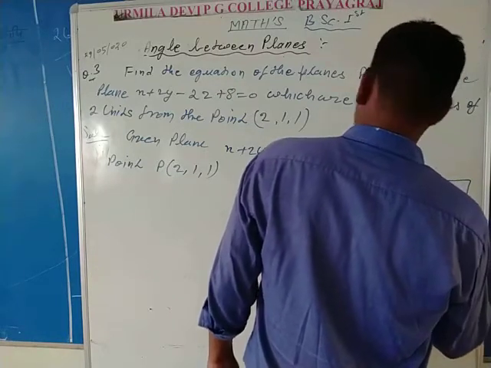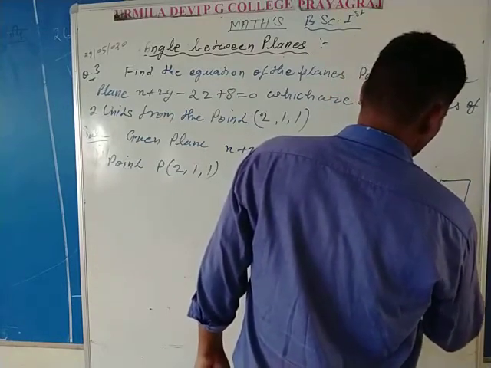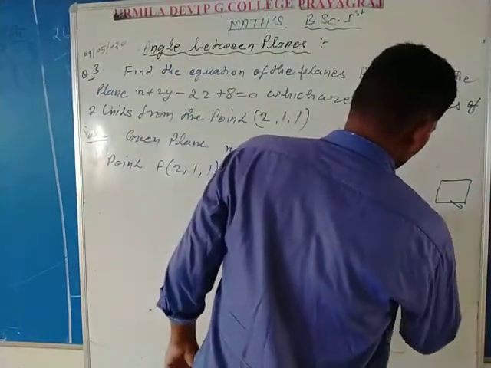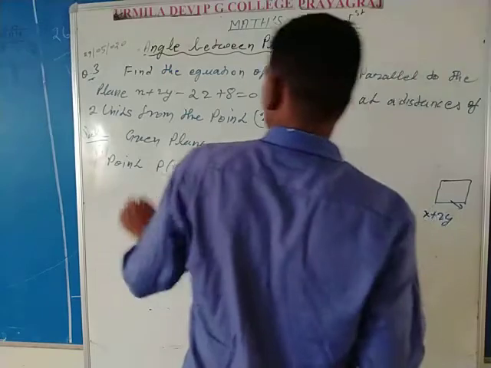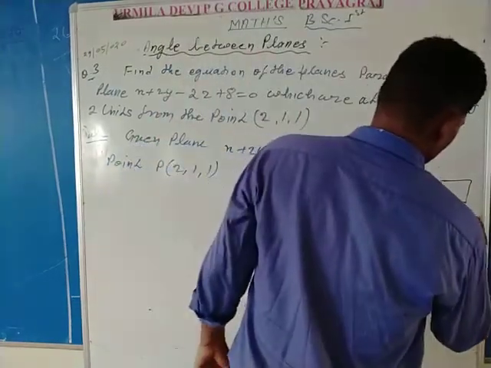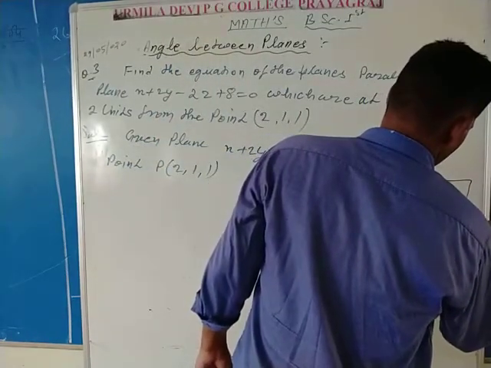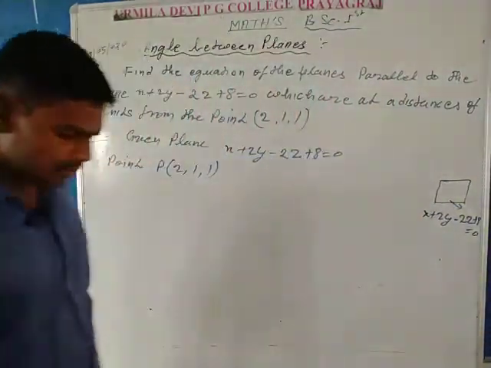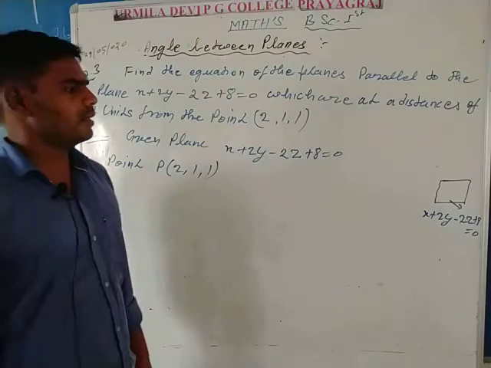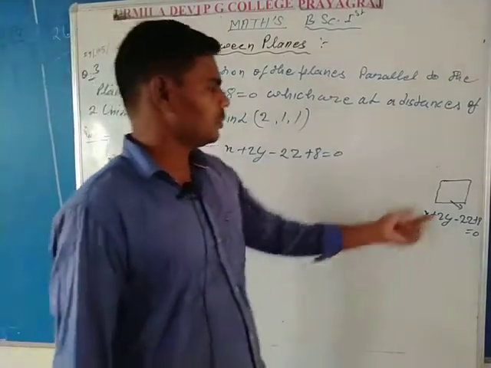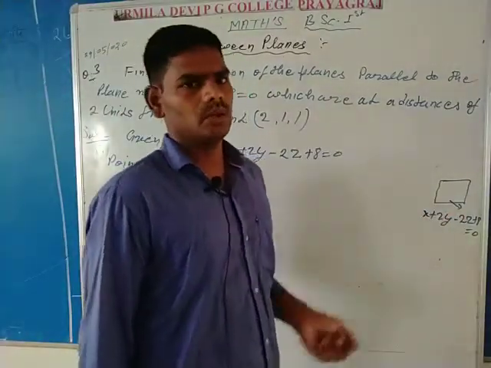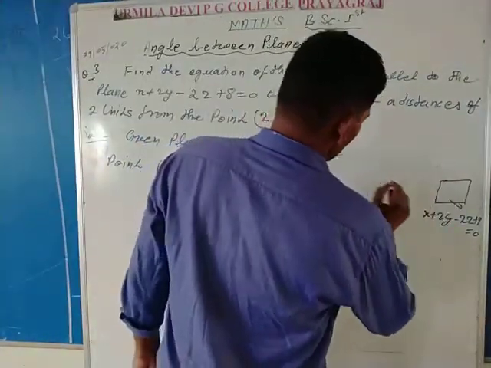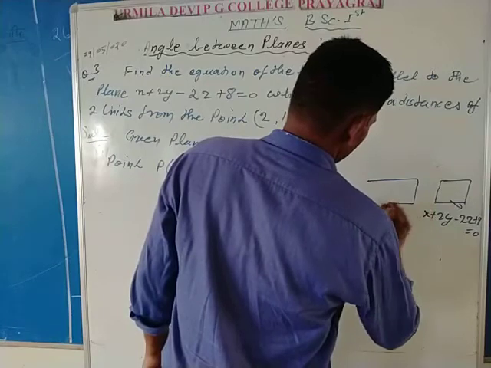This plane equation is x plus 2y minus 2z plus 8 is equal to 0. But in the question, find the equation of the plane which is parallel to the given plane. So draw a parallel plane to this. Suppose that this is our parallel plane.